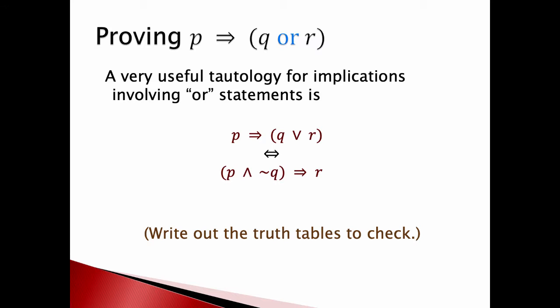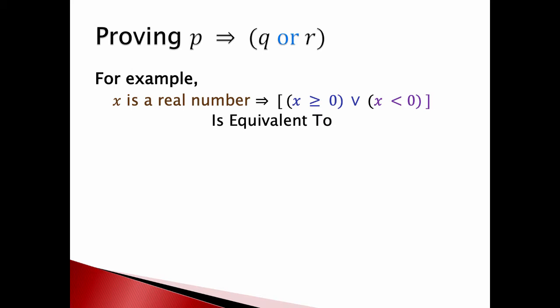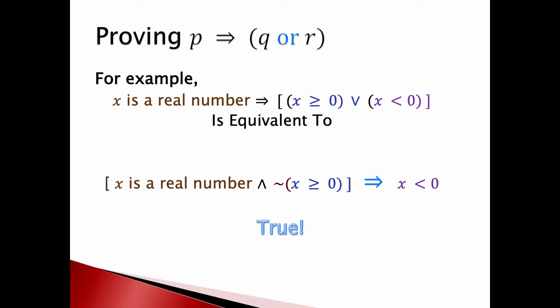So we could use that to do our or statements. For example, if you looked at the example we had a second ago, that X is a real number implies that X is bigger than or equal to 0 or X is less than 0. That would be equivalent to this statement. X is a real number and not X is bigger than or equal to 0 would have to imply X is less than 0. That's certainly true, because if X is a real number and it's not positive or 0, then it's got to be negative.